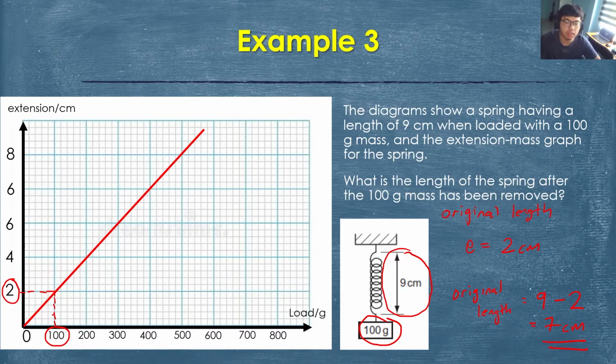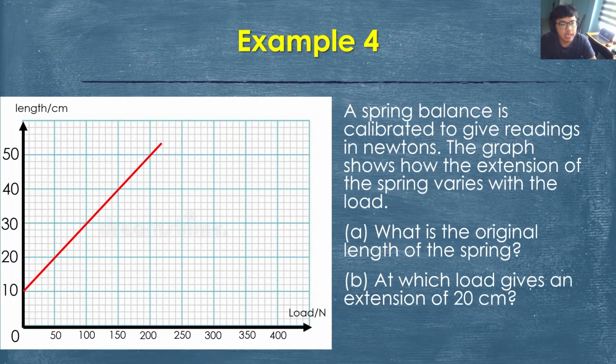Okay, so in other words, awal-awal dia punya panjangnya 7 centimeters, kemudian bagi 100 gram, and then the spring extends by 2 cm to become 9. What we're doing in this case is we're just working in reverse, okay, thinking about it in reverse in order to find its original length.